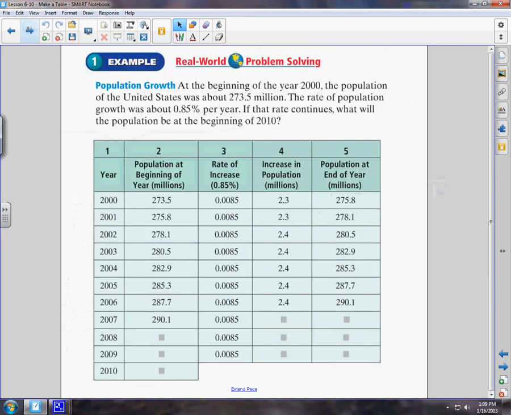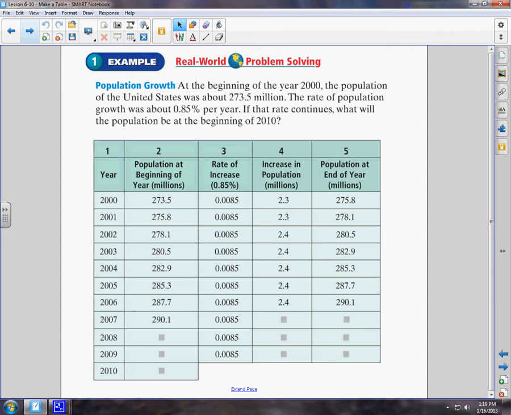So here is the problem that they present in this section. At the beginning of the year 2000, the population of the United States was about 273.5 million. The rate of population growth was about 0.85%, so not even 1% per year. If that rate continues, what will the population be at the beginning of 2010?